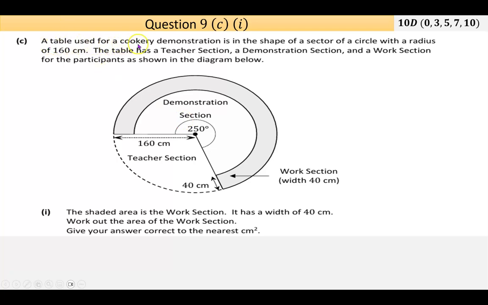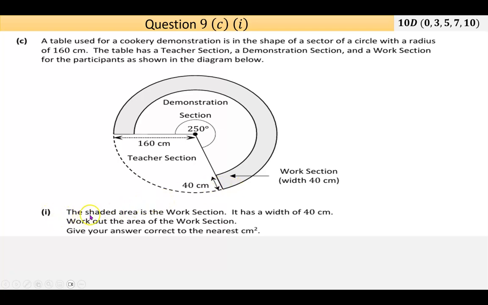Now, a table used for a cookery demonstration is in the shape of a sector of a circle, okay, with a radius of 160 centimeters. So this is a sector, okay. And then the table has a teacher section here, a demonstration section, and a work section. So kind of an outer lip. That's where you work. You display your stuff here, and the teacher can be in helping out, doing whatever the teacher does. So hopefully that image there makes sense. Take a bit of time to think it through and visualize it. It'll really, really help, in my opinion.